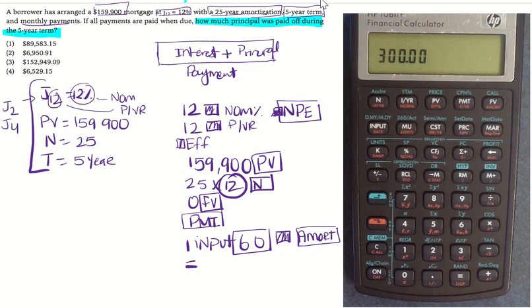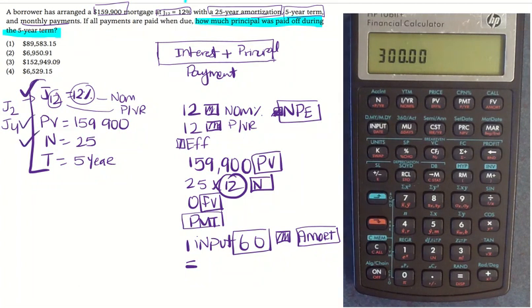Your amortization period is 25 years. So we need to do this based on the number of months in those 25 years. The way to achieve it is to multiply by 12. Okay, so we did that. Now my J12 is done. I did my PV. I entered my N.